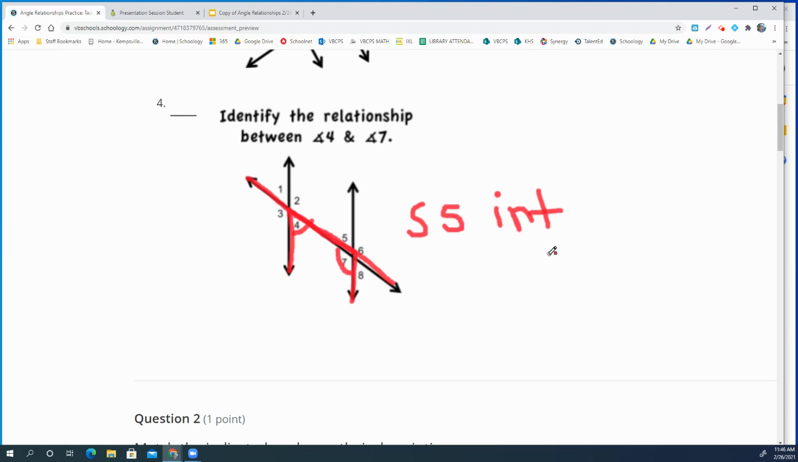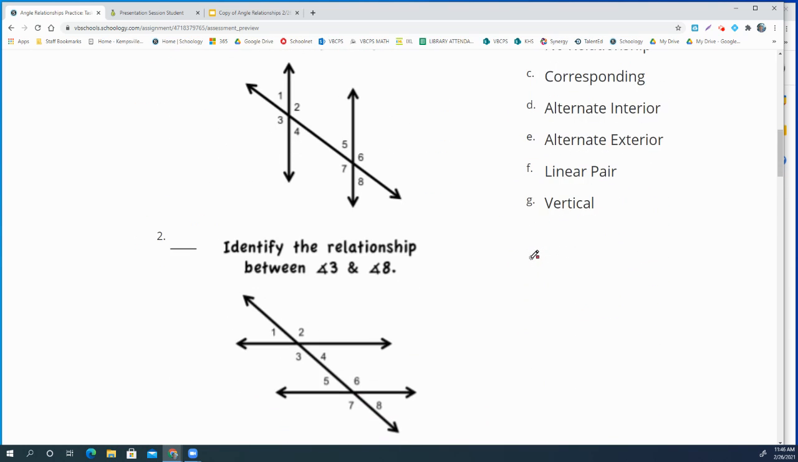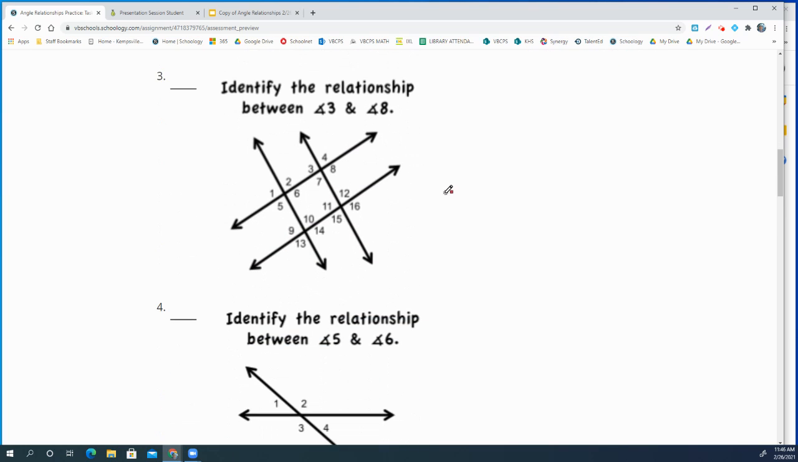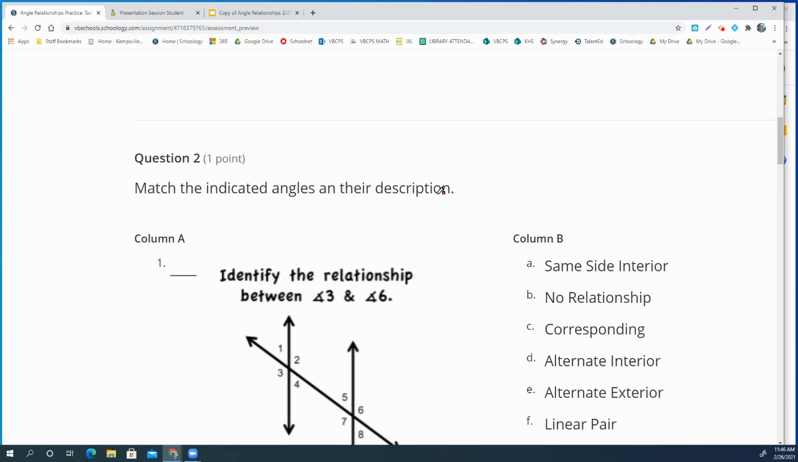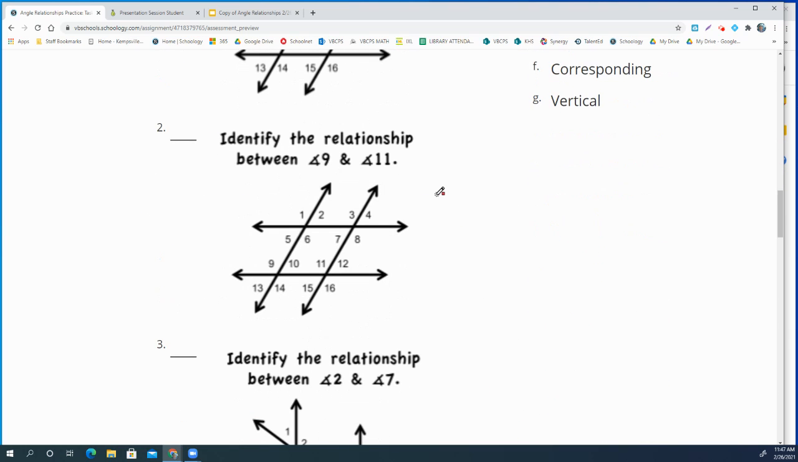Okay. Anybody have any that they want to go over before I let you loose? Let you practice? Okay. Question 3. The second one. 9 and 11.